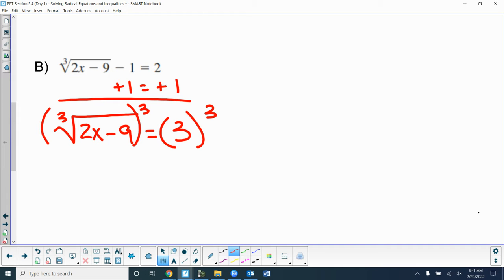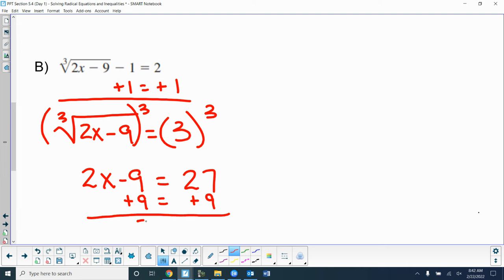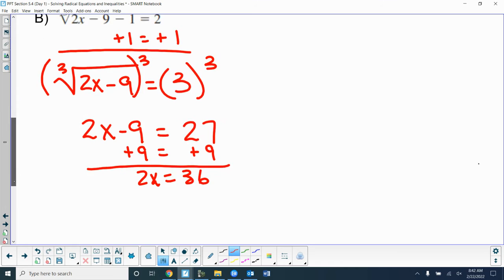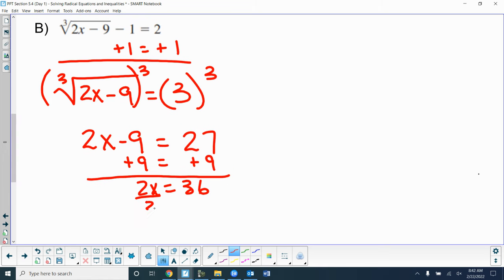So what's on the left? And 3 cubed is 27. 3 times 3 is 9 times 3 is 27. And then we just solve that. So we're going to add the 9 and then divide by the 2. And like Caleb said, it's 18. Let's check it, make sure it works.